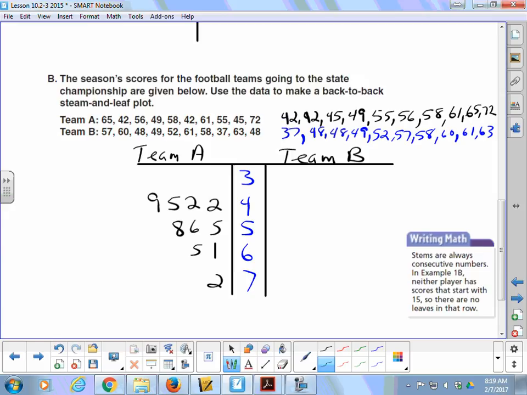Then we do the same thing for Team B, smallest closest to the stem, and then go from there. Once again, no commas.